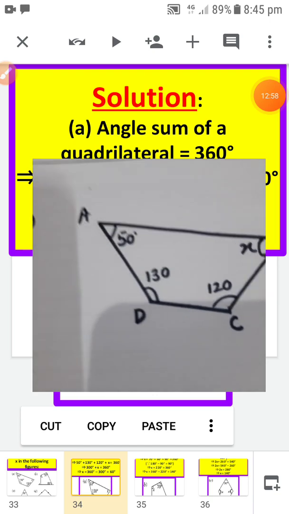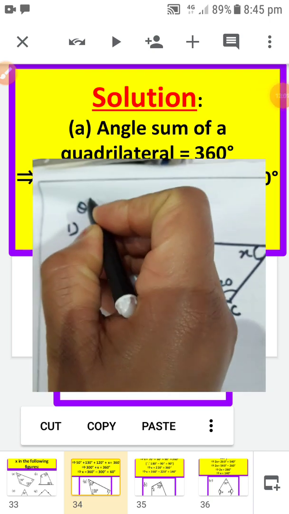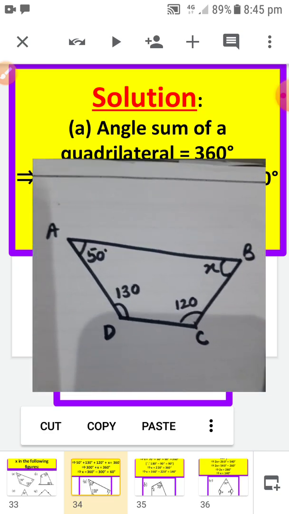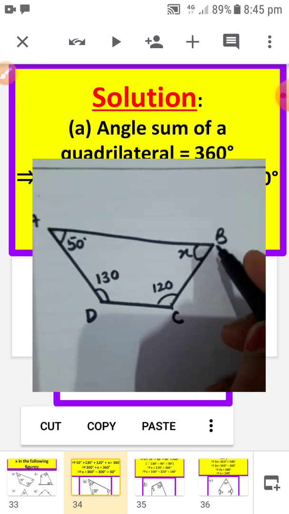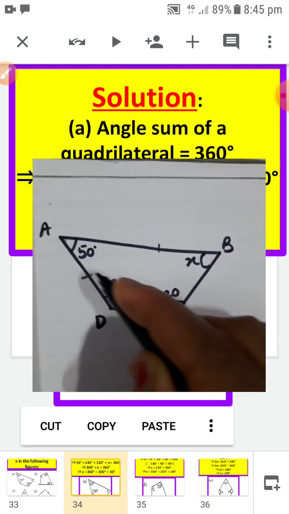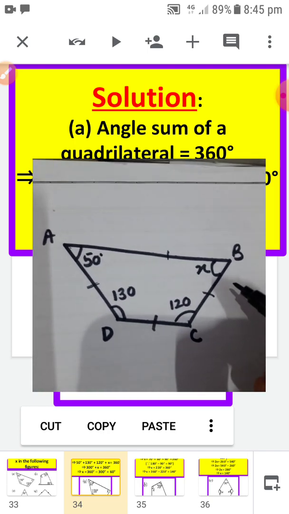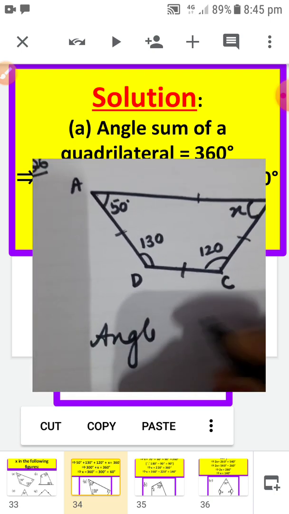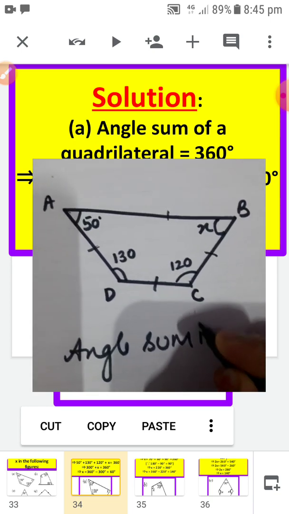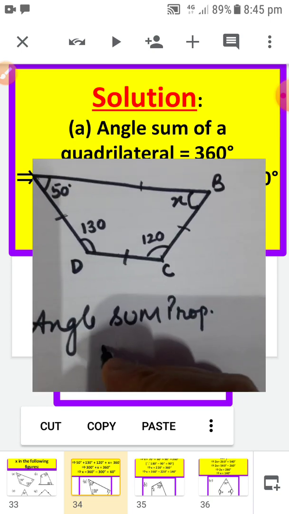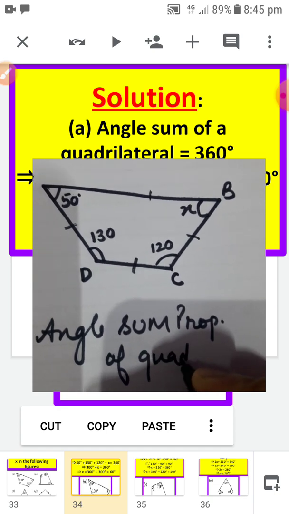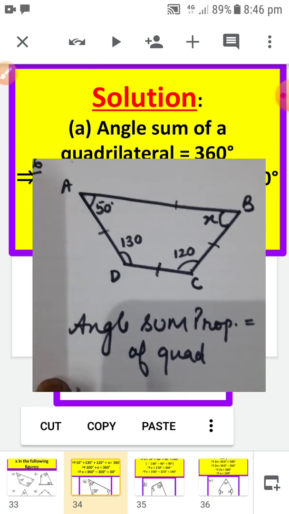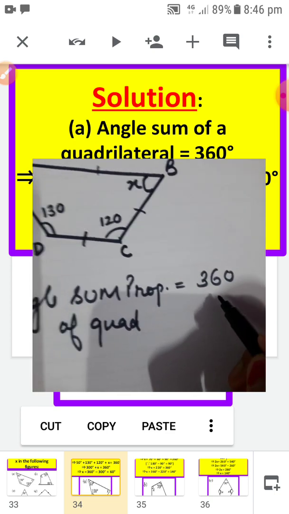Okay, this is your question number 6, first part. This kind of diagram is with you. This is a quadrilateral, a four-sided diagram. Now we have one property, the angle sum property of a quadrilateral, that is equal to 360, meaning all the angles present in the quadrilateral add up to 360.